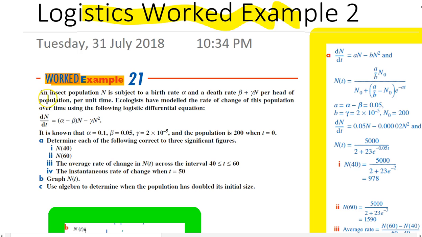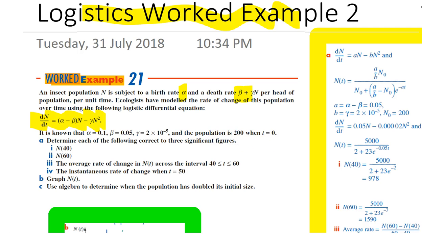All right, so the question: an insect population is subject to a birth rate of alpha and a death rate of beta plus gamma times the population, per head of population per unit time. Ecologists have modeled the rate of change of this population over time using the following logistic differential equation. So here is our differential equation, and we know that alpha is 0.1, beta is equal to 0.05, and gamma is equal to this small number here. And the population is 200 when t is equal to 0.